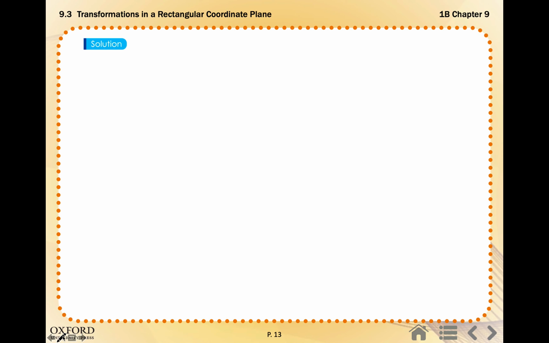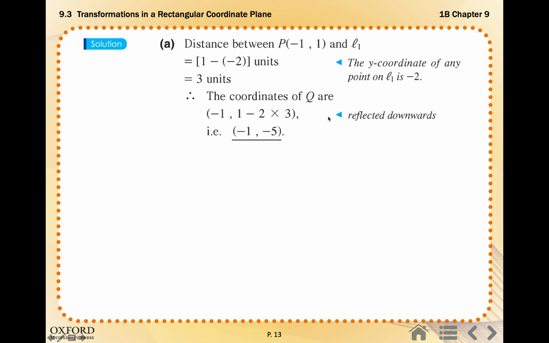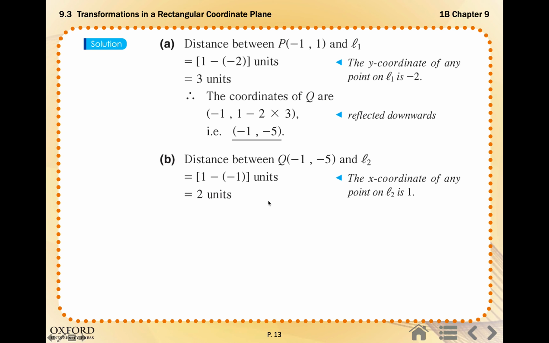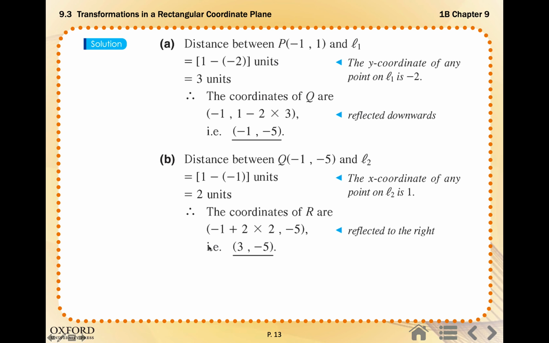Part B, I may show you the solution of part A. You may see the presentation about part A here. Because the distance between point P and L1, that is 1 minus -2, so you can get that the answer is 3 units, and then you can express the coordinates of Q like this. And then for part B, I may go back to the previous one. Go back to the question. Let's look at the question.